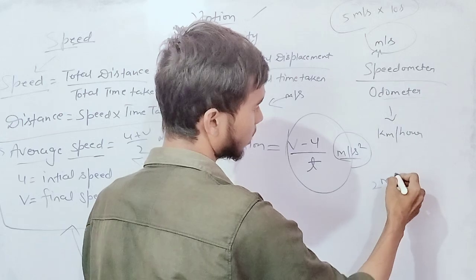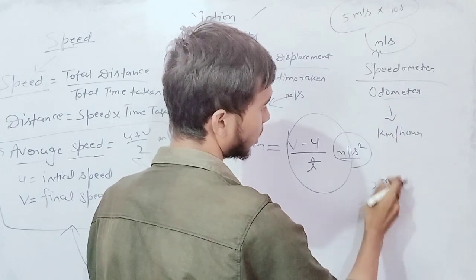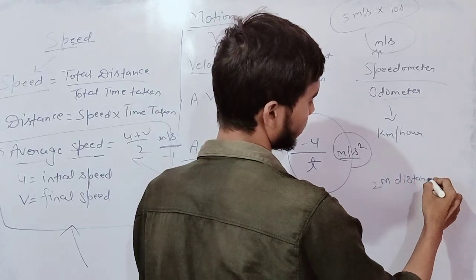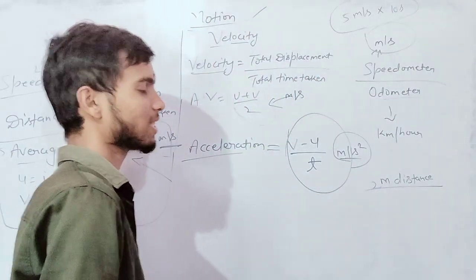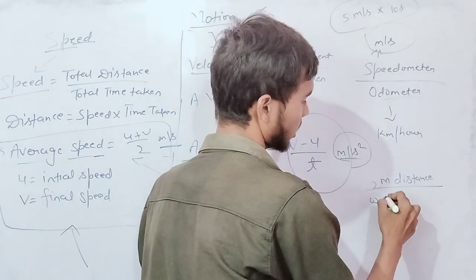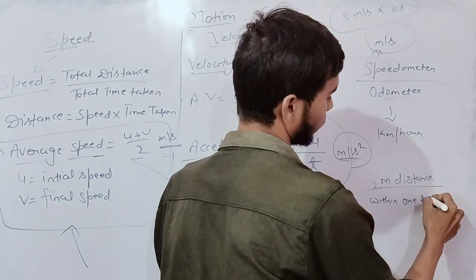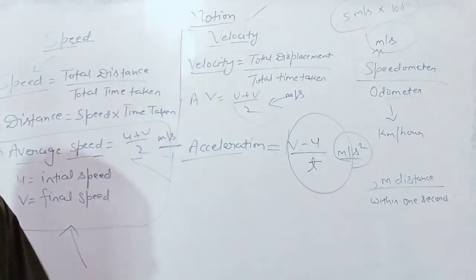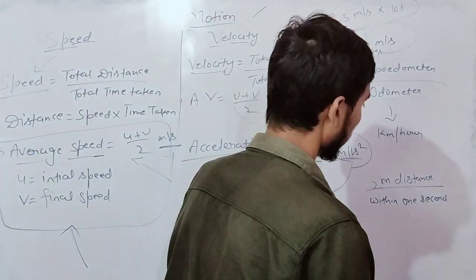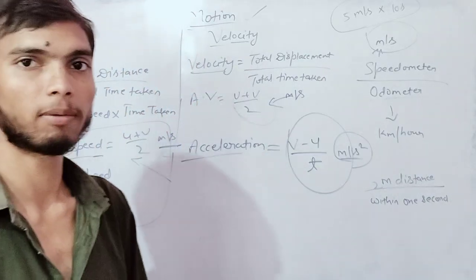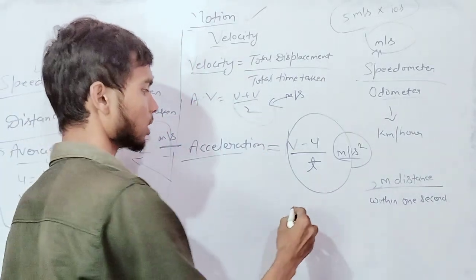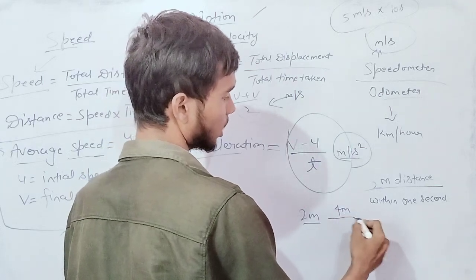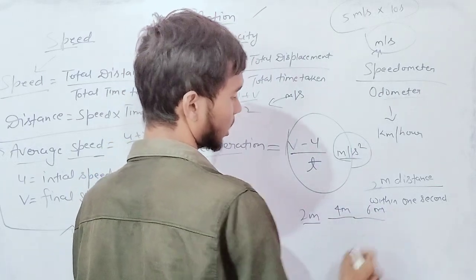The meaning is that you are covering 2 meter distance within 1 second. You are covering how much? 2 meter distance within 1 second. And now you will be covering the same 2 meter again. For example, 2 meter, then again 2 meter. How much? 4 meter. Then again 6 meter, like that.